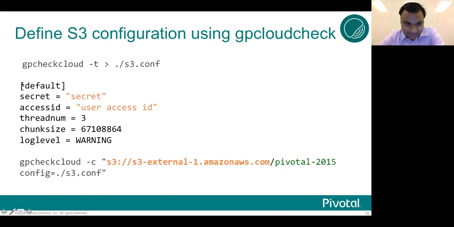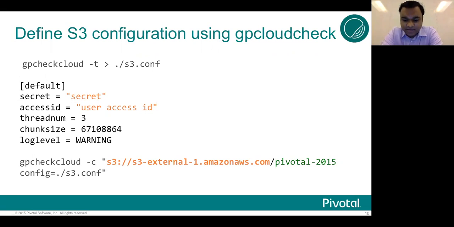The conf file is created with basically these 6 lines in it. It's a simple text file which says default, which is like a default profile for your S3 credentials. You type in your secret and the access ID here, and then these are the default values it comes with, based on my tuning. The default is actually 6 threads, and chunk size is 64 megs. The log level is something you can set: debug, warning, info, whatever you want.